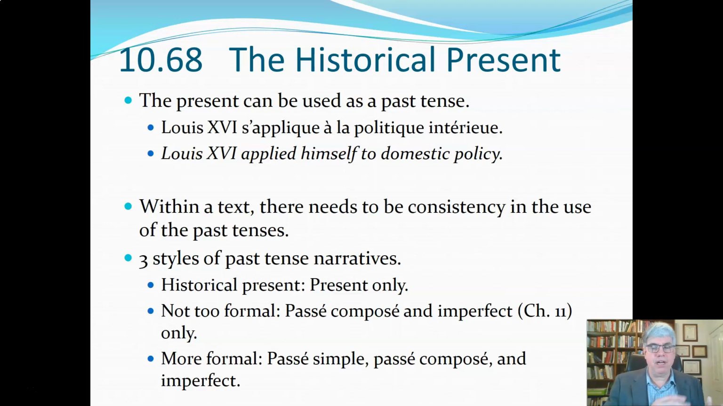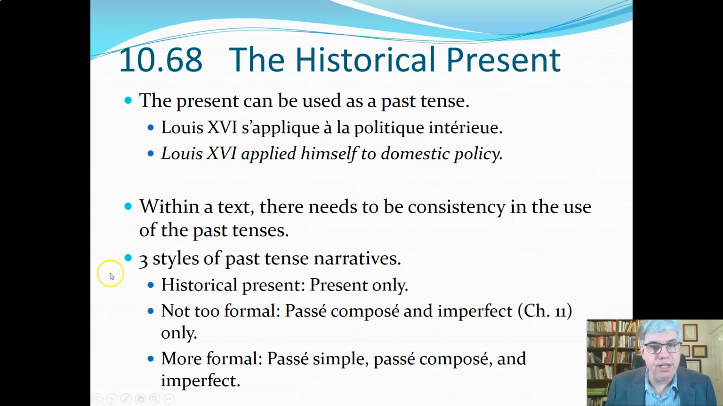So for this course, what I would say is if it's written in the historical present, either translate everything in the present, and we'll use it as a historical present in English, or be consistent and translate it into the past, so it would come out as a regular English narrative. But the key is to be consistent. Don't alternate between the present and the past when it's all written in the historical present. So the key is that within a text, when you translate, there needs to be consistency in the use of the past tenses, just like in French, when you write something in the past, there needs to be a consistency too.